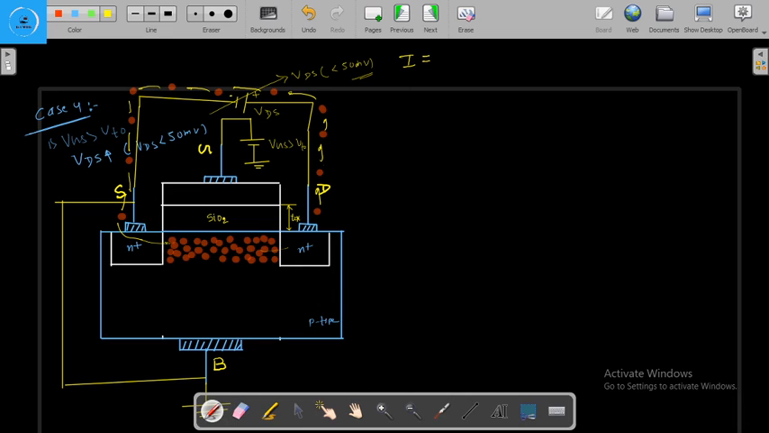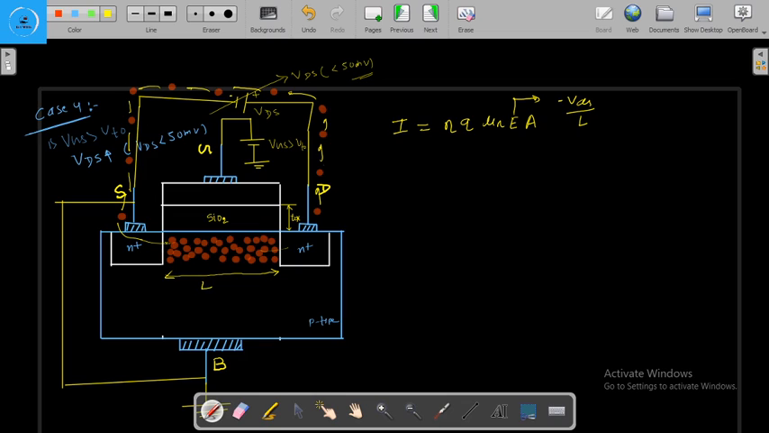Right? So see here, as we know that the current I will be equal to N, the concentration of the electron, q, the charge of the electron, mu, the mobility of the electron, and this is the electric field, this is the area. This electric field is nothing but minus VDS divided by L. L is the length of the channel.